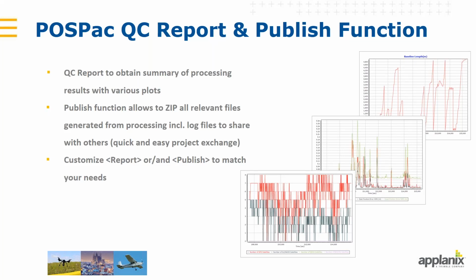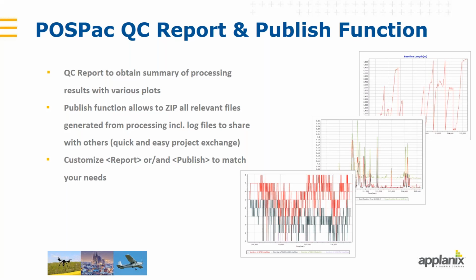Another feature is the QC report in the publish function. QC report is basically a summary of your processing results, where a lot of information, metadata, as well as plots or graphs are going to be stored in a PDF file. And that makes it interesting in case you want to share the results of your processing, let's say within your department, with other colleagues, or even with your customers, right?